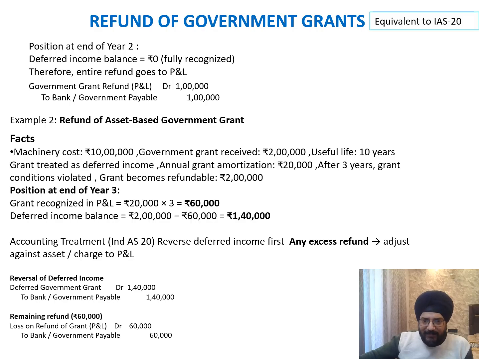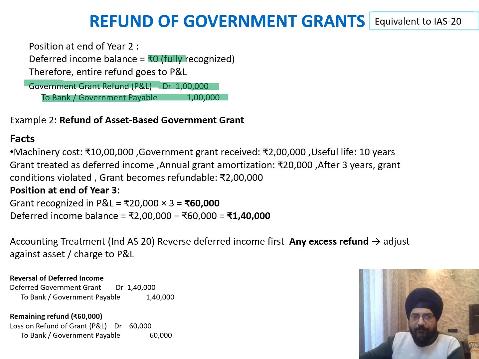Okay, so this is, I think, the entry from the last slide. What we are saying here is that because at the end of year two the deferred income balance is zero because it is fully recognized, we have to debit the P&L by 1 lakh and credit the bank or the government paper. This we discussed in the last slide.